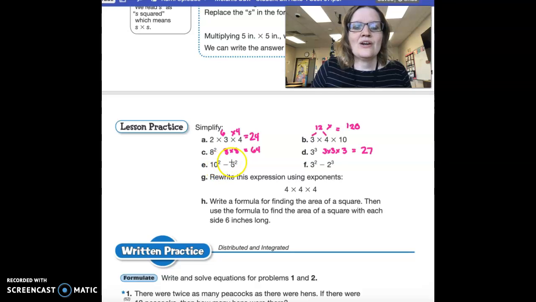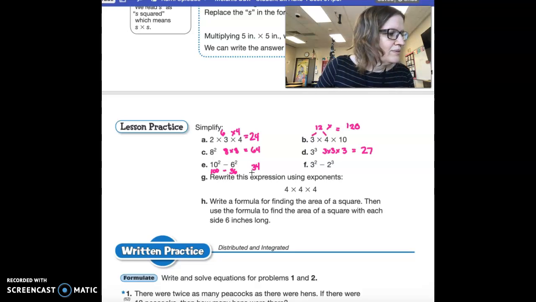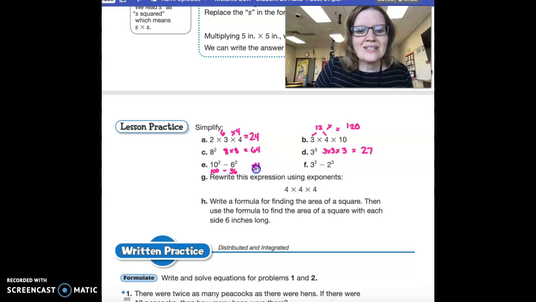Now, 10 squared minus 6 squared. So I know that this is 100, and I know that 6 times 6 is 36. So I'm going to say, let's see, 34. Is that correct? No, I don't feel like that's correct, guys. No, not 34. 64. Let me erase.